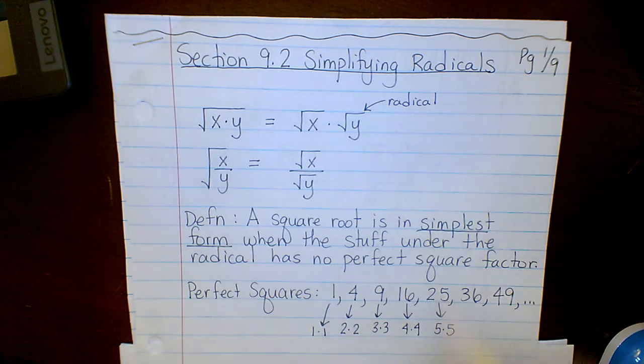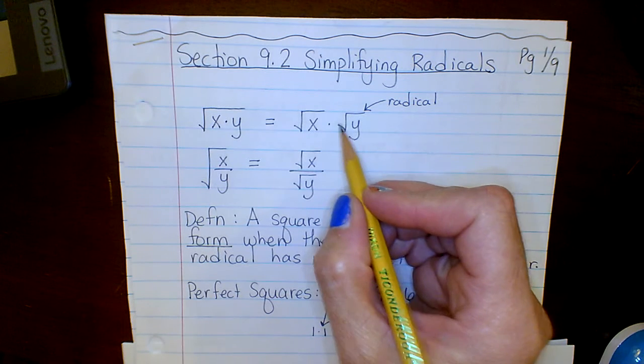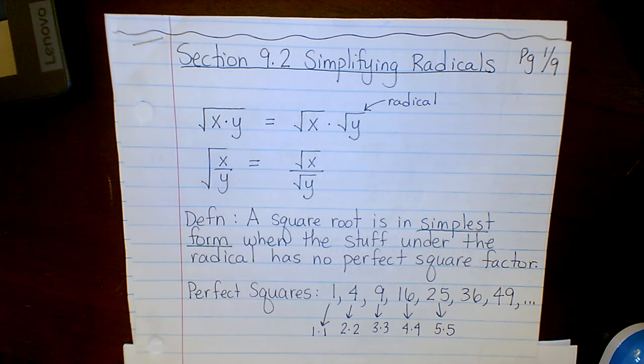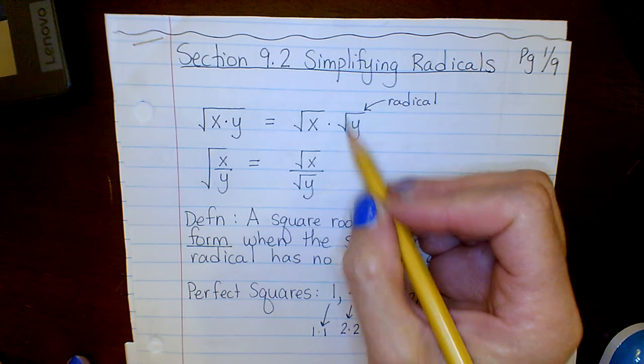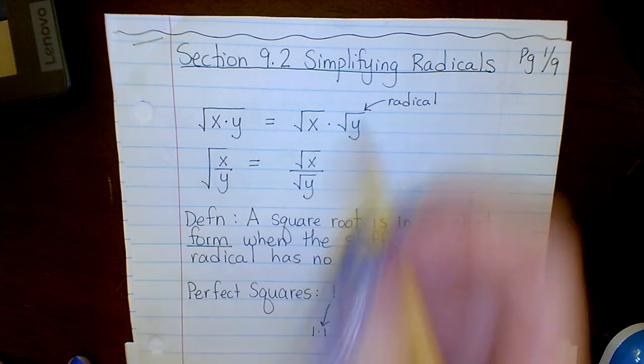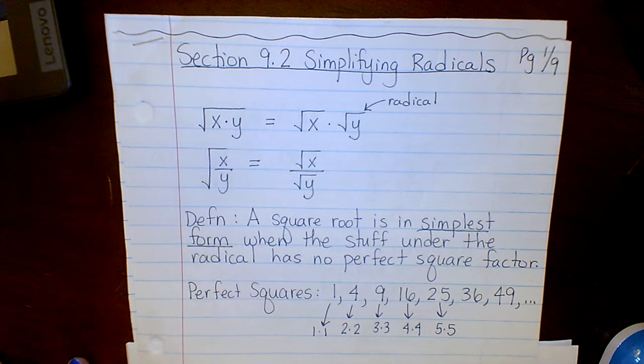However, we know that you can put a little 3 right there and make it a cube root. And then in the future, we're going to see that you can put a 4 on there, make it a 4th root, 5th root, all kinds of stuff. But this symbol is just referred to as a radical. Now, a couple of properties we're going to get out of the way here.